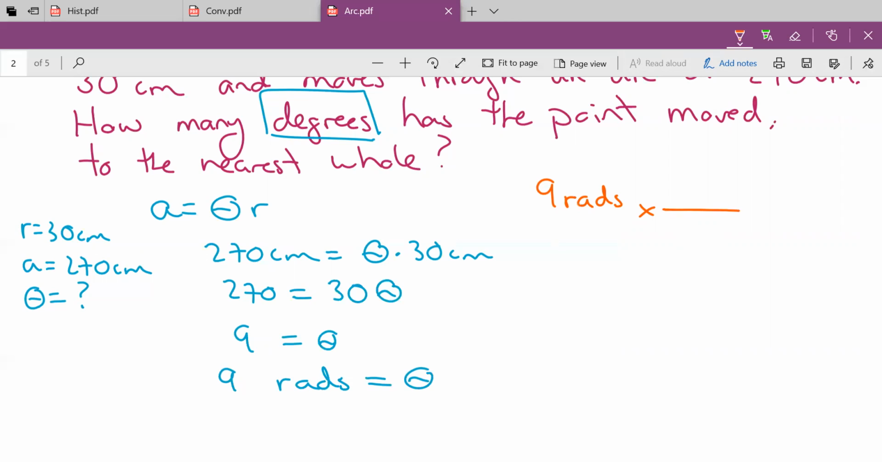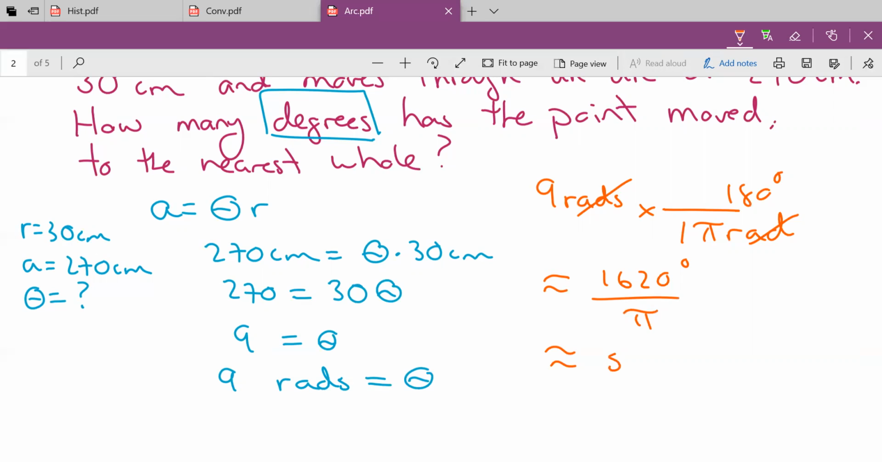Set up my unit analysis here. 180 over 1 pi rad. Radians divide out. And so now all I need to do is plunk this thing into my calculator and see what we get. Well, 9 times 180 is 1620 degrees over pi. Divide by pi. And I've got my approximate symbol there because I do need to approximate this one.